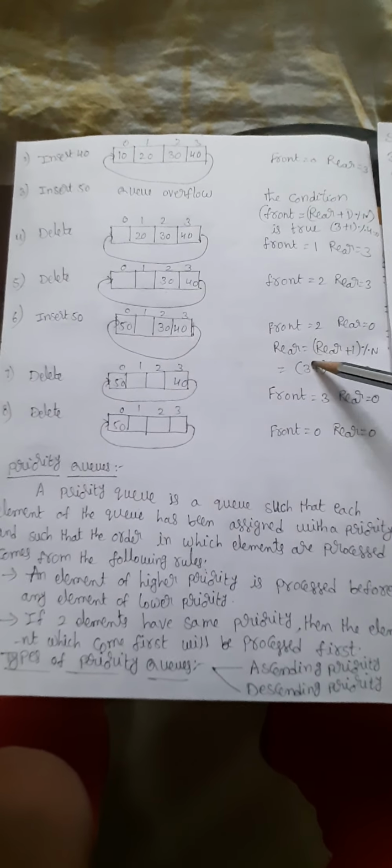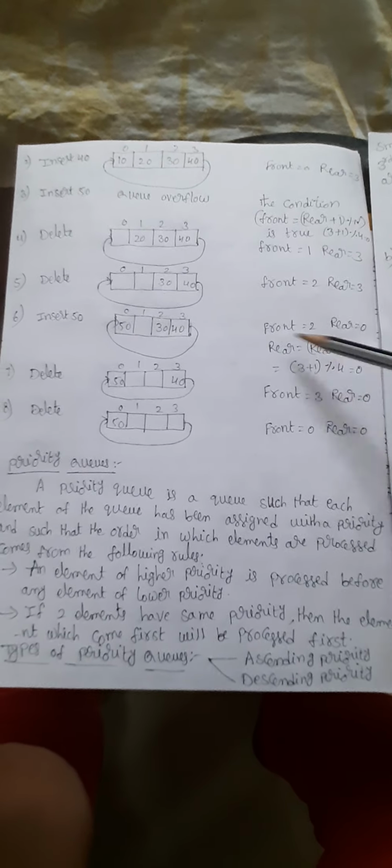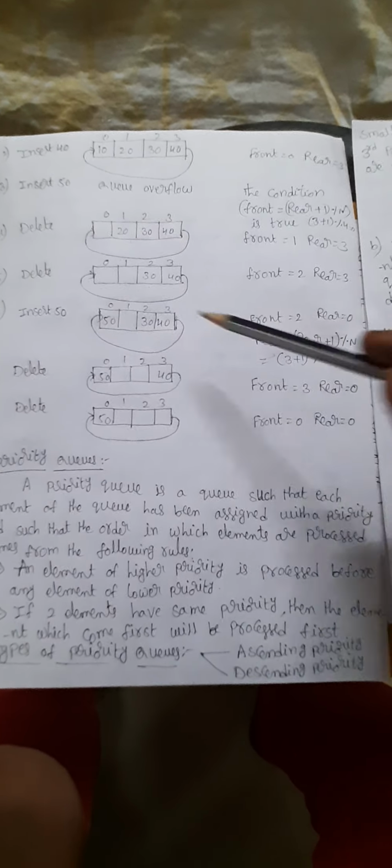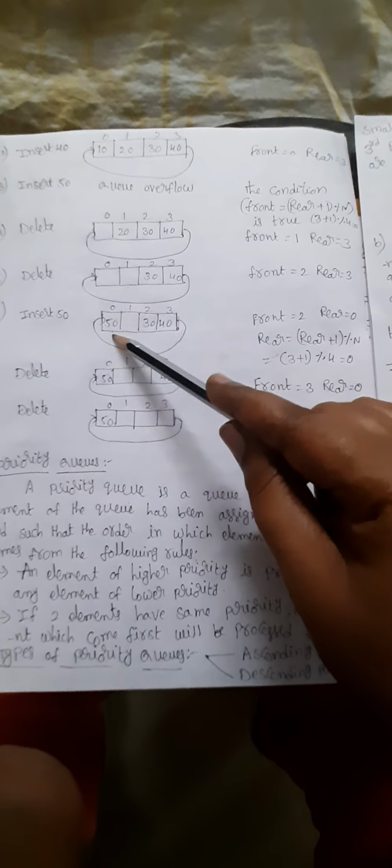Now if you want to insert another element, here I have taken the element 50. Here we have to use this formula, that is rear equals (rear plus 1) modulo n. This is the condition we have to use. Here the rear value is 3 plus 1, modulo the total size 4, which equals 0. Now rear equals 0, so we have to insert the element at the 0th position.